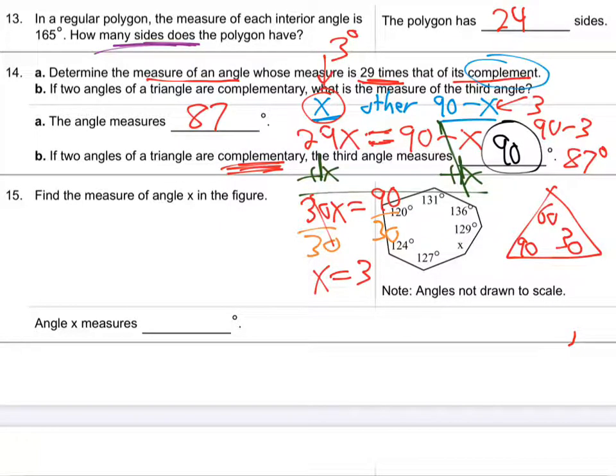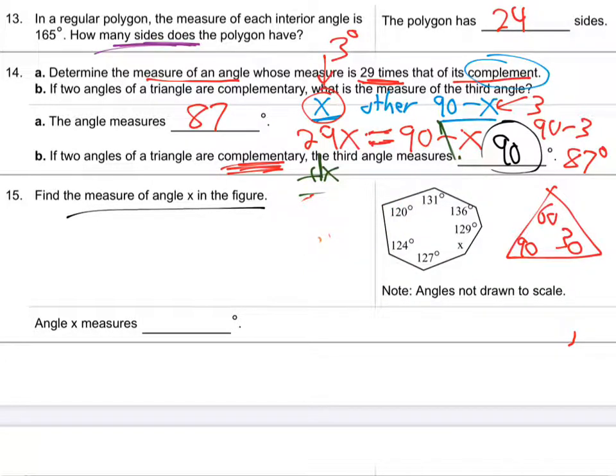Let's move on. Find x in the figure. I'm going to have to erase this stuff so we can see x. How in the world are we going to find x in that crazy figure? X is that little angle in the corner there, this one right here, that angle opening. It's just one of many angles in that crazy polygon.